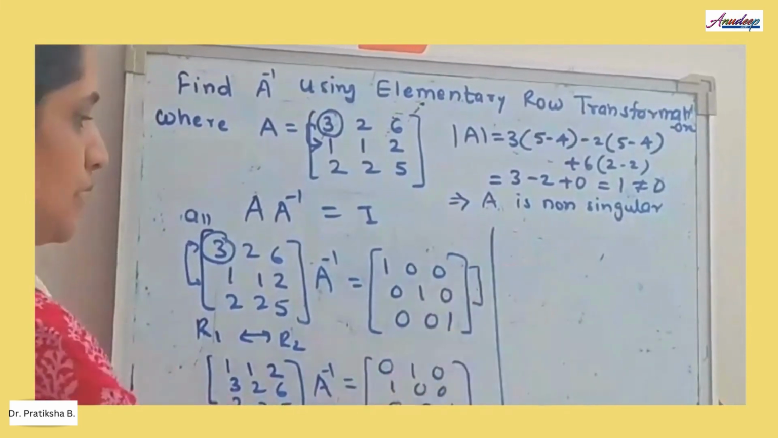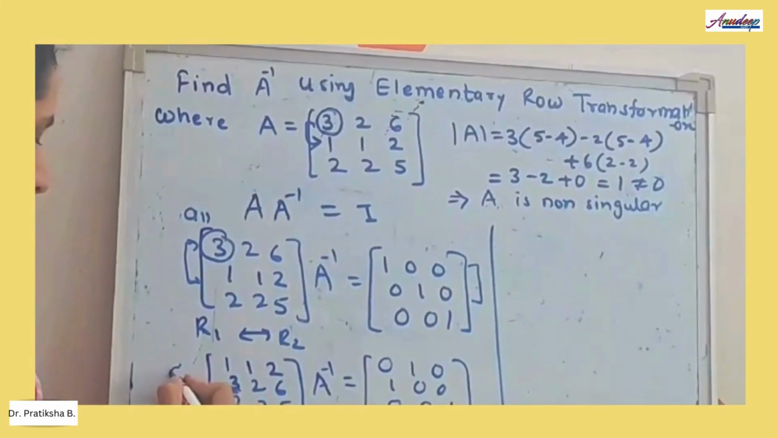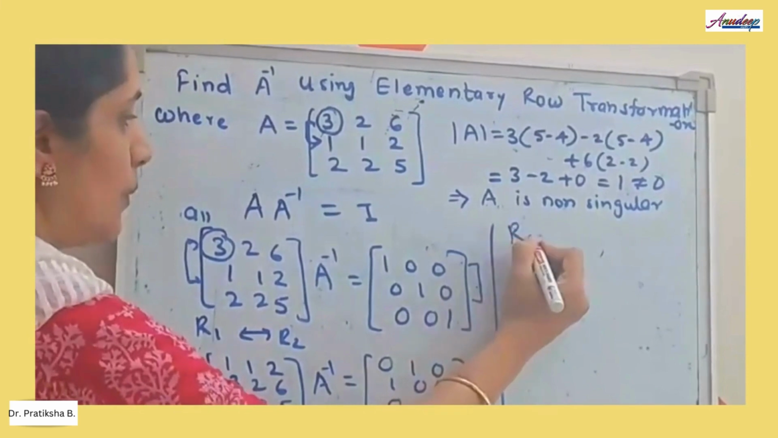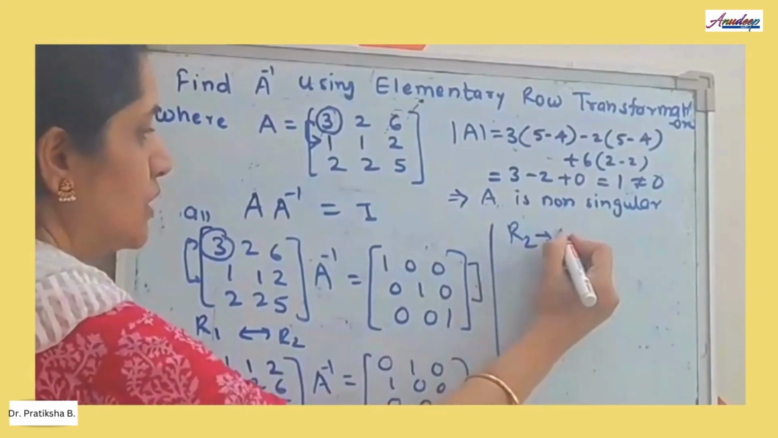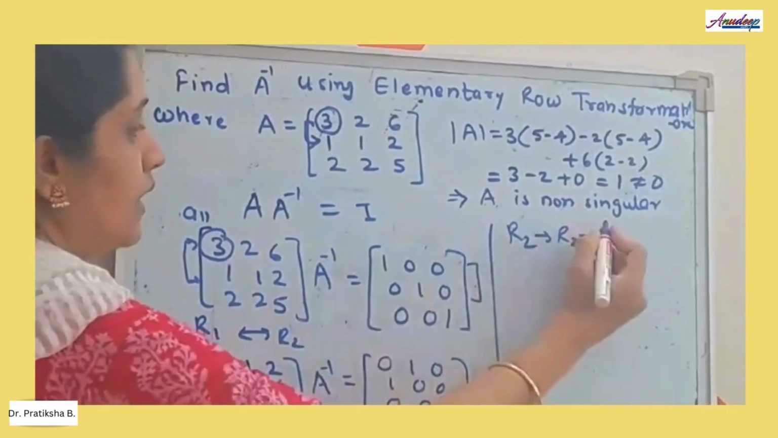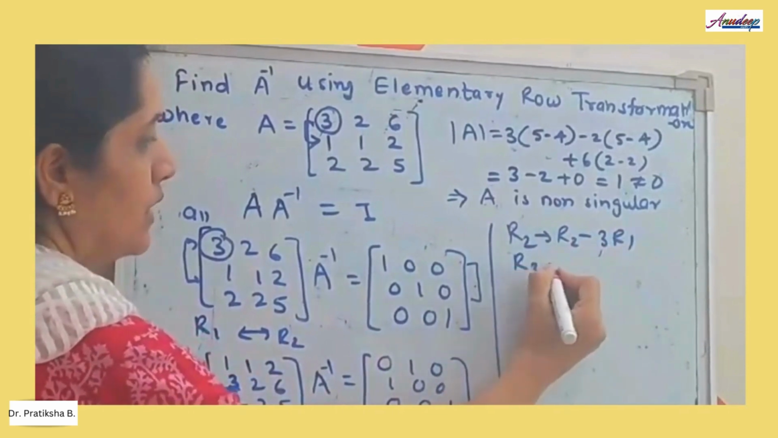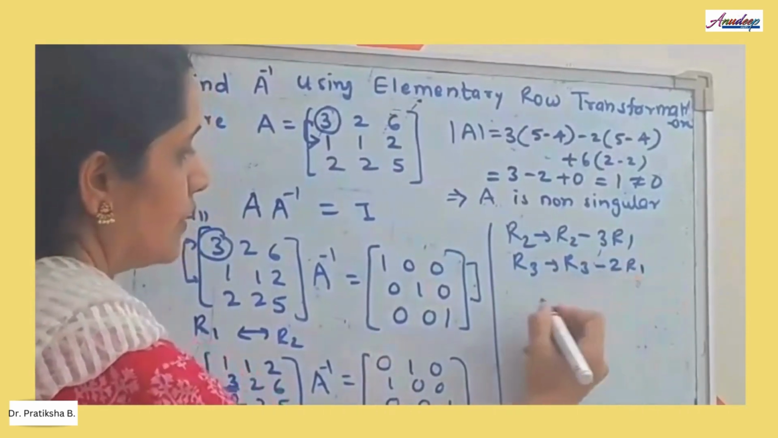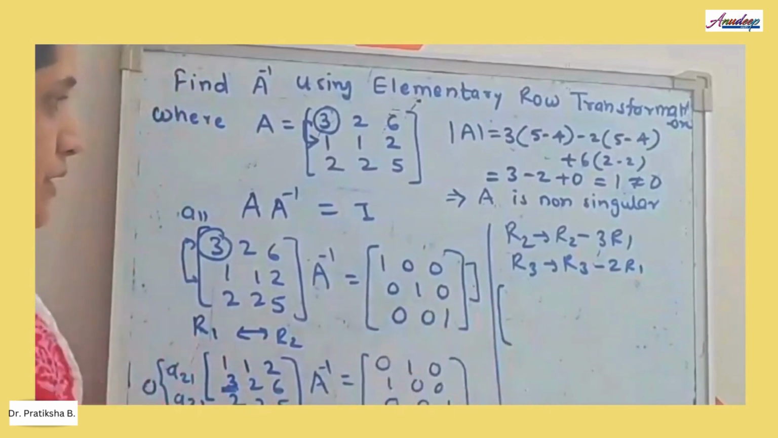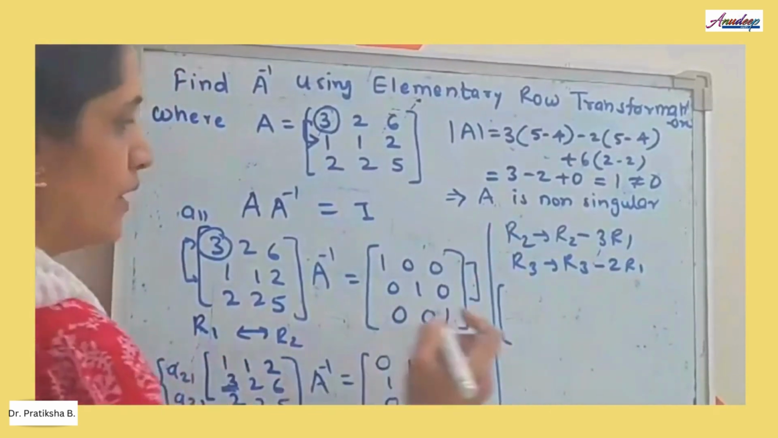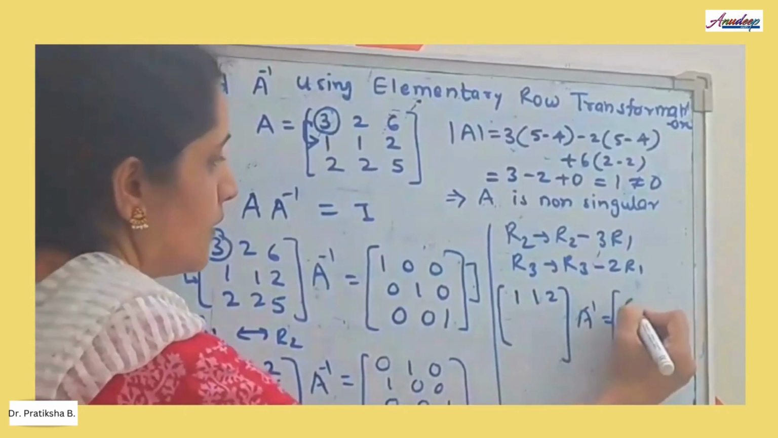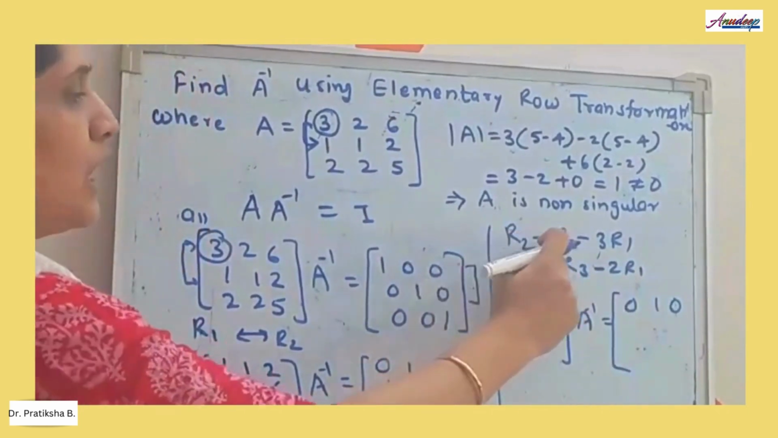Now, to reduce the elements at positions A21 and A31 equal to 0, we can write the row operation for R2: R2 changes to R2 minus 3 times R1. And for R3, I can write R3 minus 2 times R1. So after performing this operation, as you can see, R2 and R3 are changing, R1 is the same. So let me rewrite the elements in R1 first as it is, and now let us perform the row operation R2 minus 3 R1.